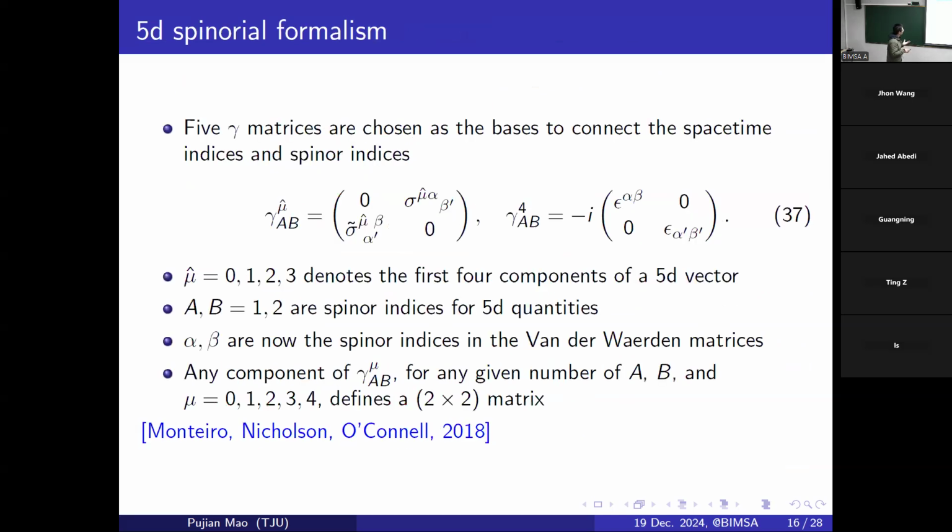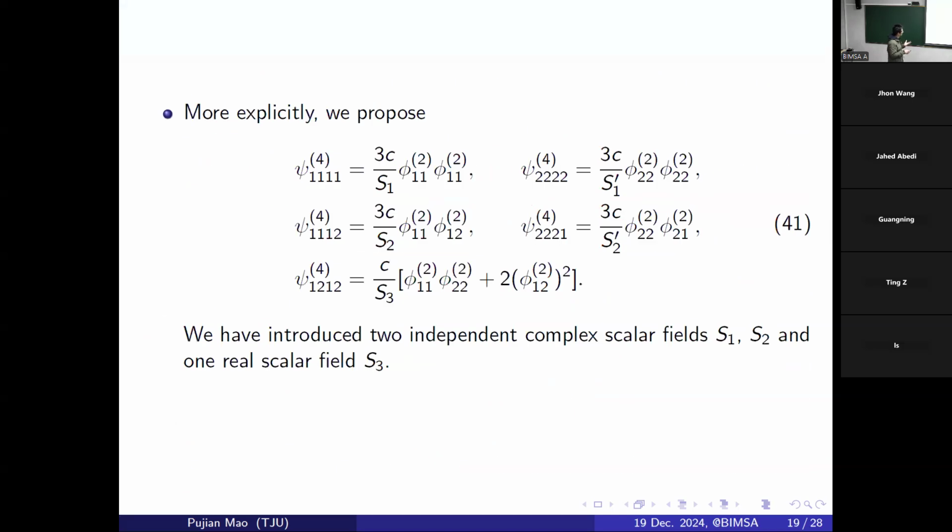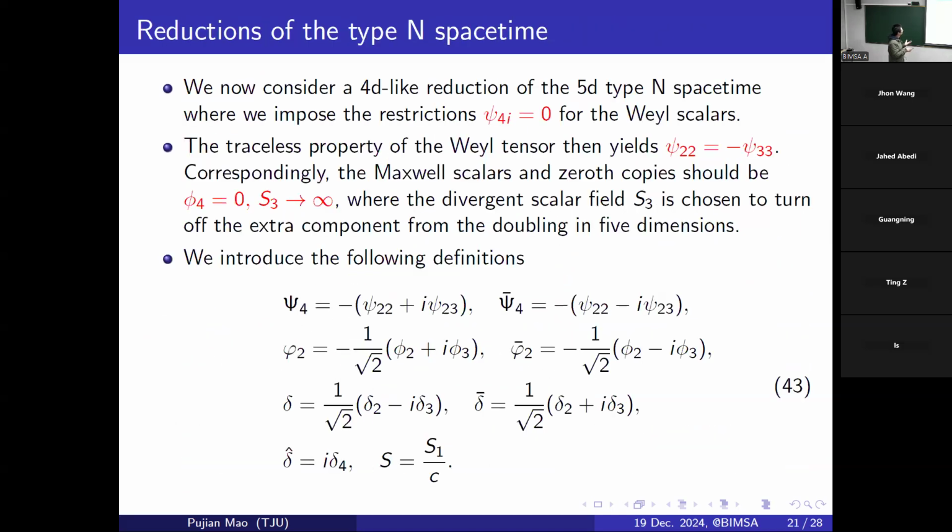Like here, we introduce the reductions. Like we turn off all those components. This is a special case of these type N solutions. We find interesting properties. So can we use this reduction to construct a new classification for solutions in higher dimensions? I would say this is very possible.